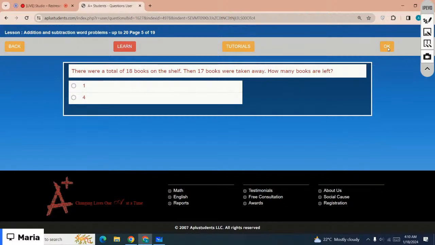The total books on the shelf are 18. 17 of them were taken away. So you have to do 18 take away 17. The correct option is 1. That means only one book is left on the shelf.